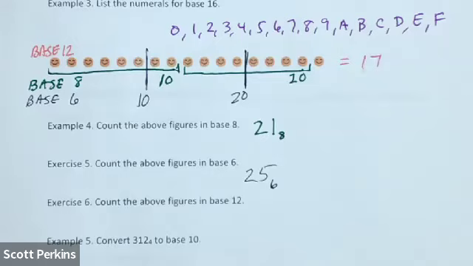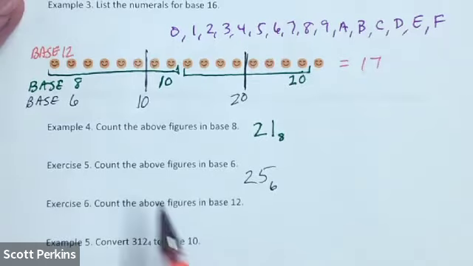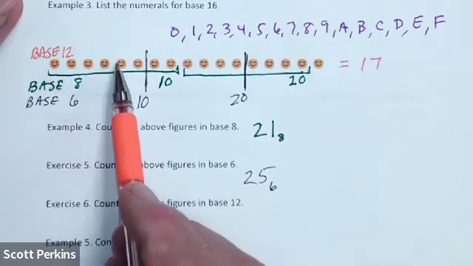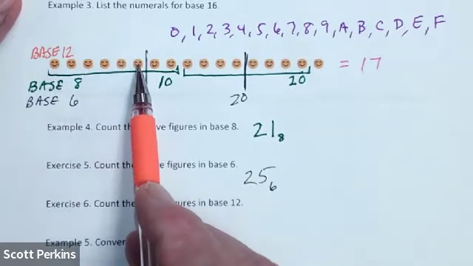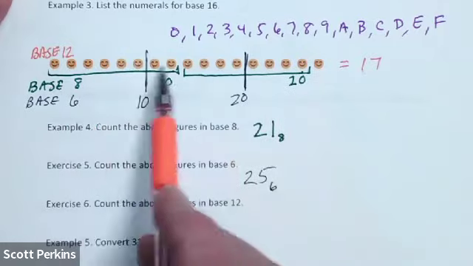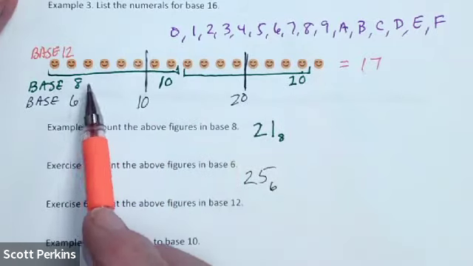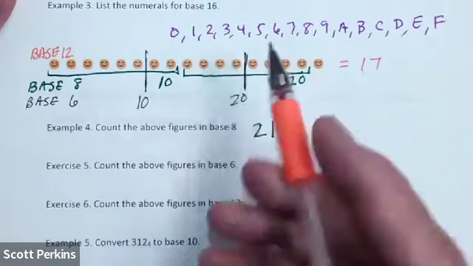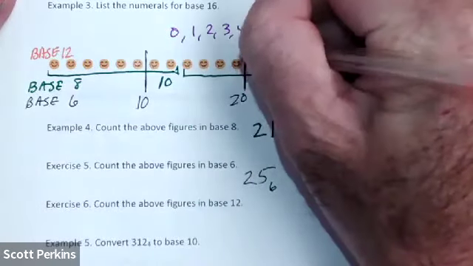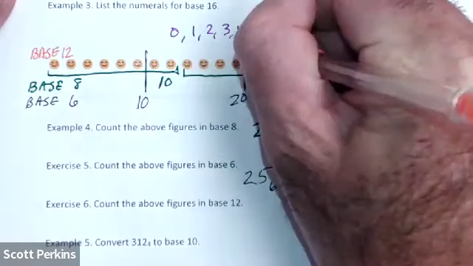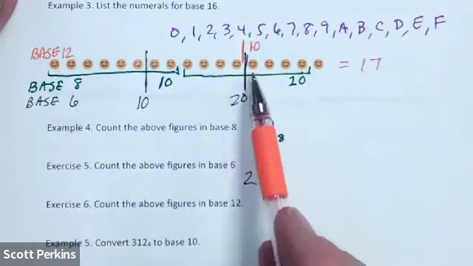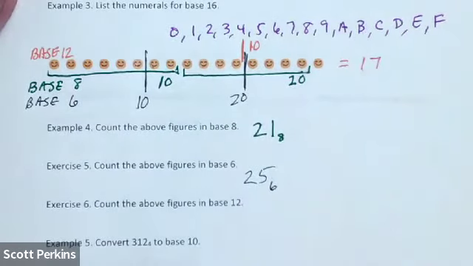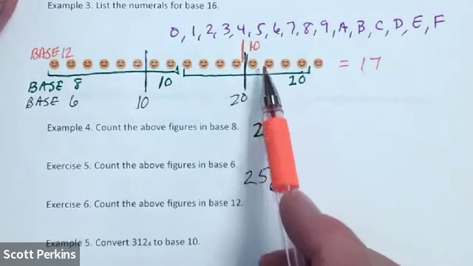All right, well, let's see. When I count 1, 2, 3, 4, 5, how many full groups of 12 can I make out of these smiley faces? 1, 2, 3, 4, 5, 6, 7, 8, 9, 10, 11, 12. It is right here. That's the first full group of 12. Then how many more smiley faces do I have left over? I have 1, 2, 3, 4, 5.